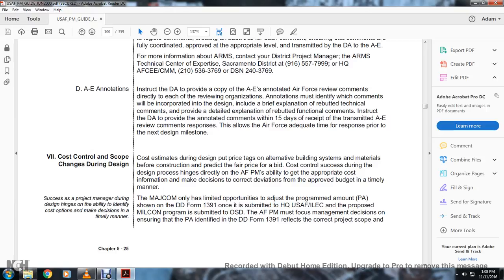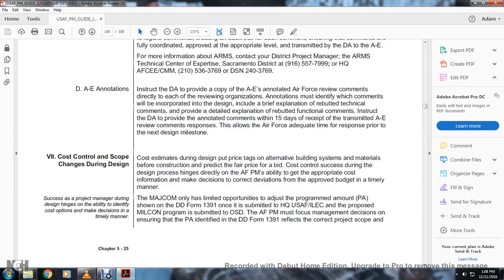7. Cost control and scope of change during design. Cost estimates during the design of the price tags on alternate building and materials before construction, performing the affair of the price of the bid. Control of cost during the design process is the hinge of the direct with the Air Force program manager's ability to appropriate the cost information, make the decision, and correct deviations approved with the budget in a timely manner.